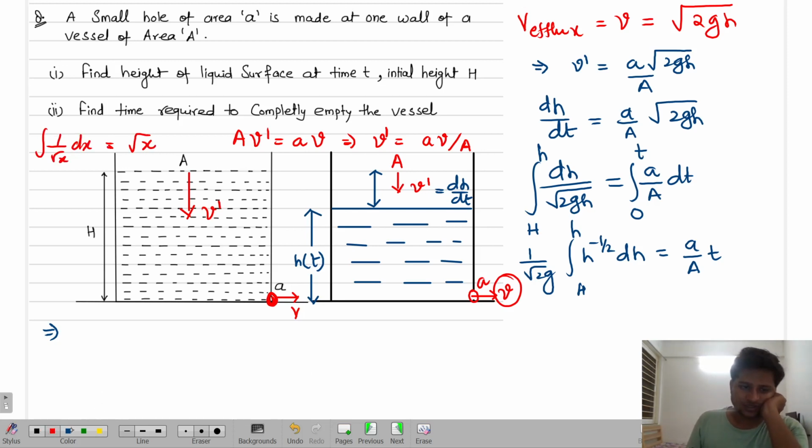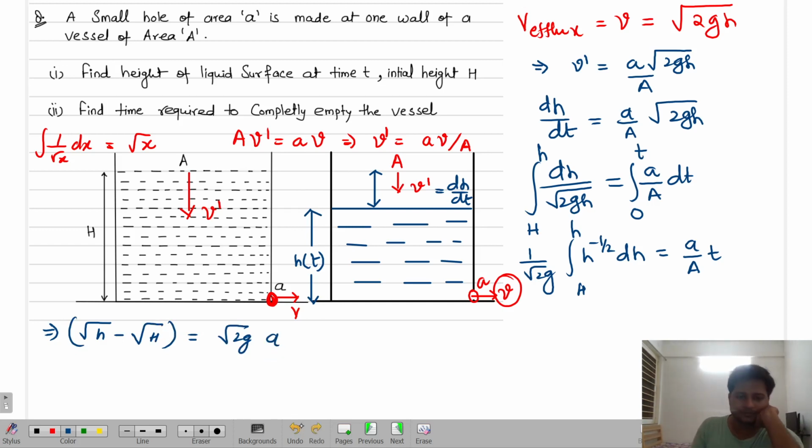So if I send 1 by root 2g to that side, it will be root under small h minus root under capital H, and that is equal to root under 2g into a by capital A into time.